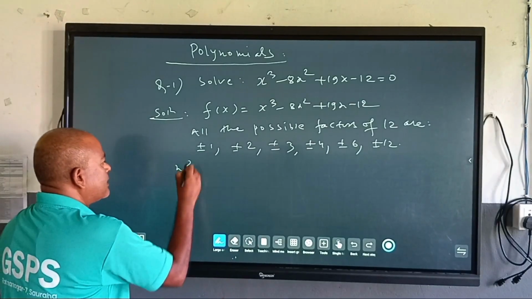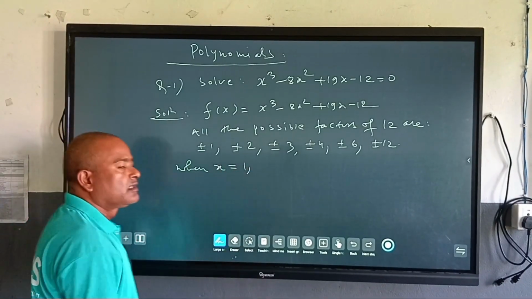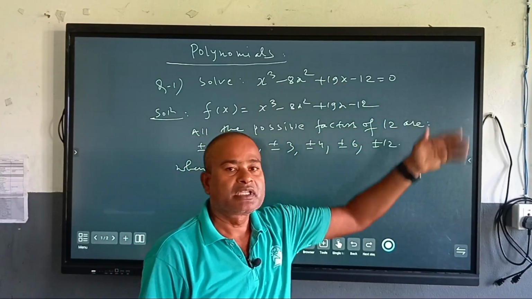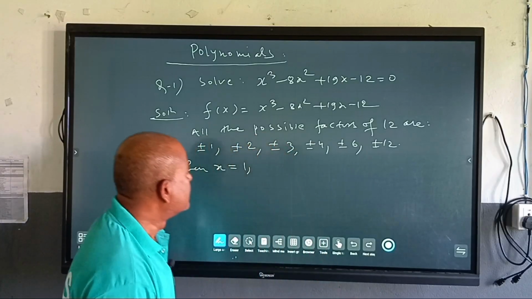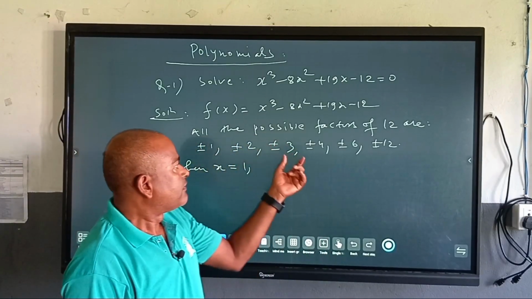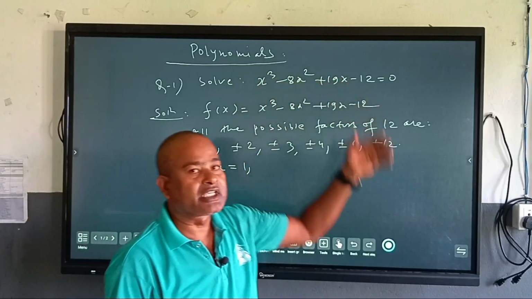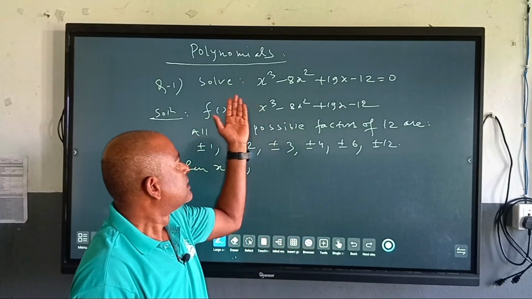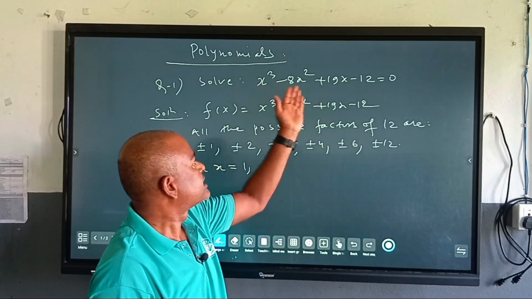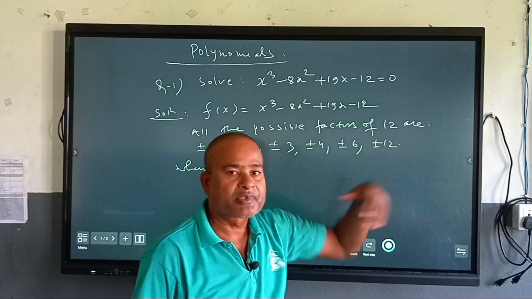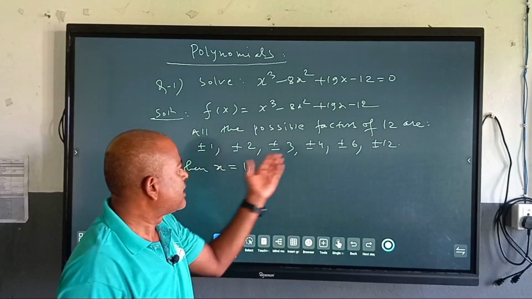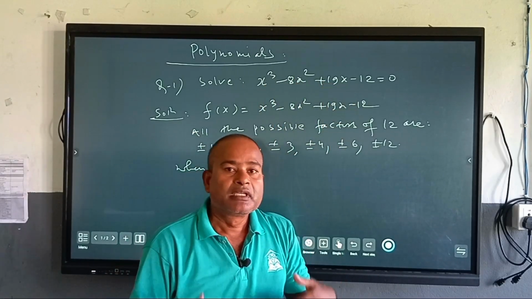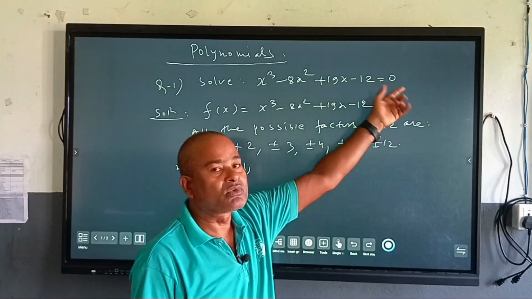Dear students, now the next step is we choose the value of x which will satisfy the given polynomial equation. That means when we put the value of x in the given polynomial equation, it must give the value 0, because the polynomial equation is x³ minus 8x² plus 19x minus 12 equals 0. So after putting the value of x in the given polynomial equation, it must be equal to 0.